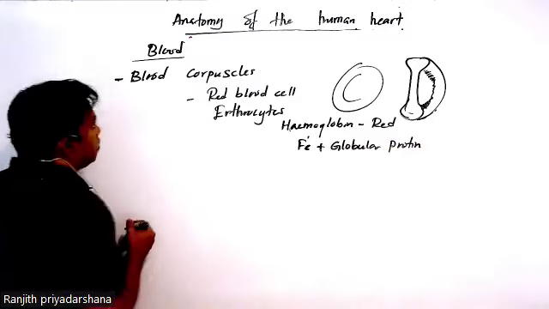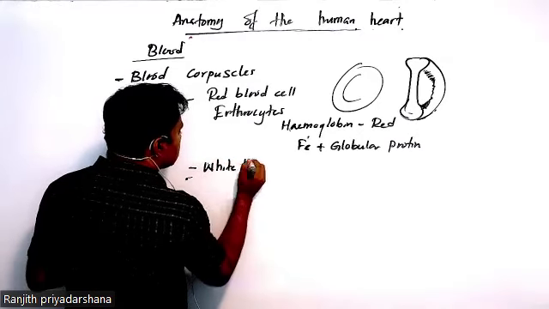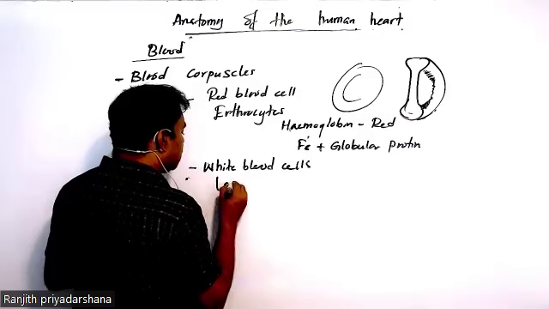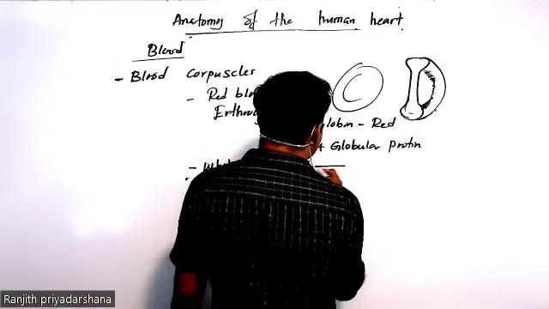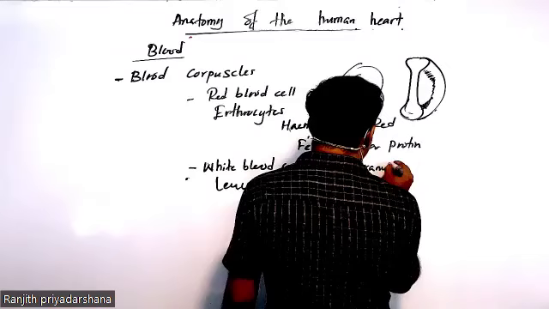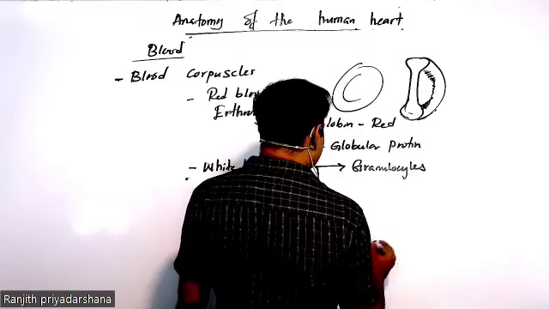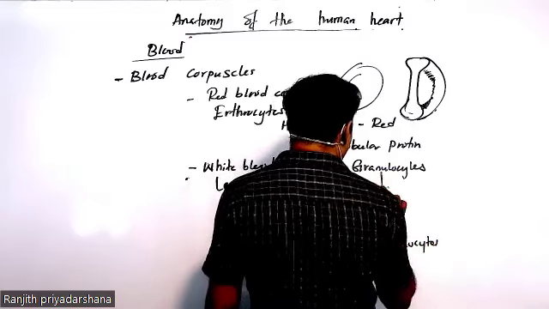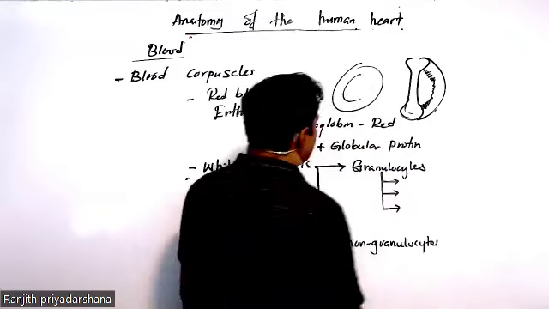Iron containing protein. The blood corpuscle, next type, white blood cell. Like erythrocytes, the name given to white blood cells is leukocytes. Mainly two types: granulocytes and agranulocytes or non-granulocytes. Granulocytes, again, three types.